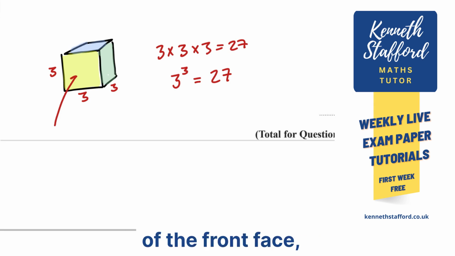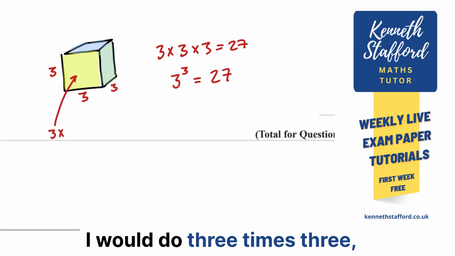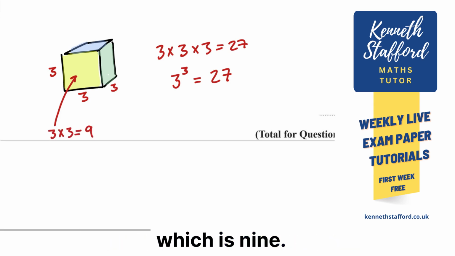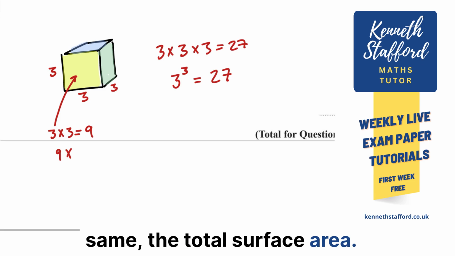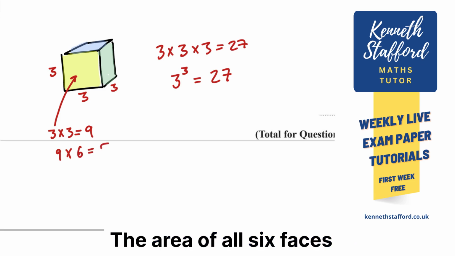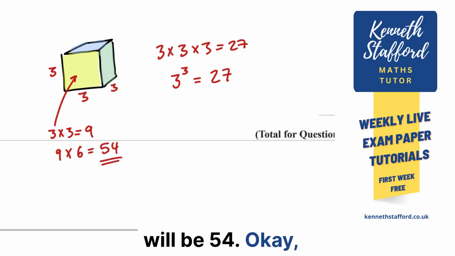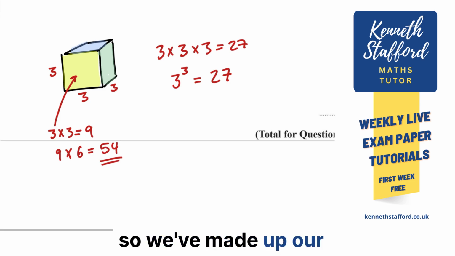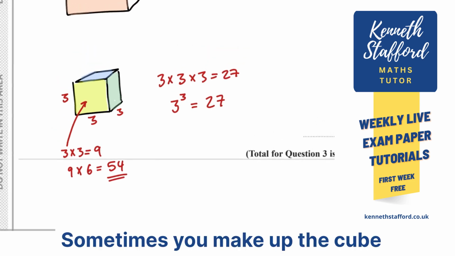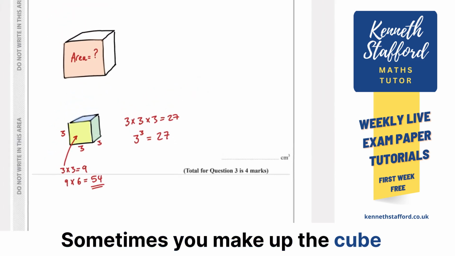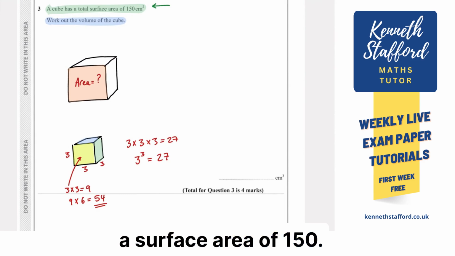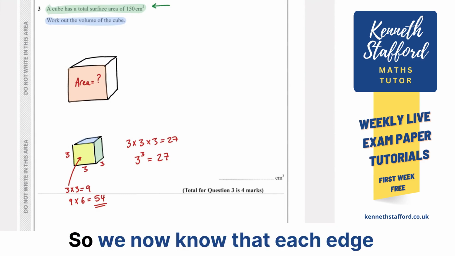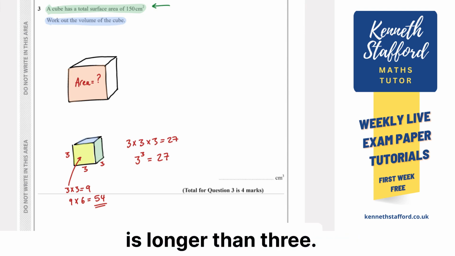To figure out the area of the front face, well, we do 3 times 3, which is 9. Because all 6 faces are the same, the total surface area, the area of all 6 faces, will be 54. Okay, so we've made up our own cube here. Sometimes you make up the cube that's in the question, but this question has got a surface area of 150. So we now know that each edge is longer than 3.